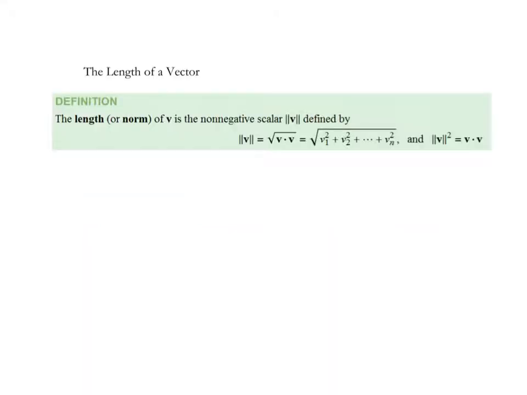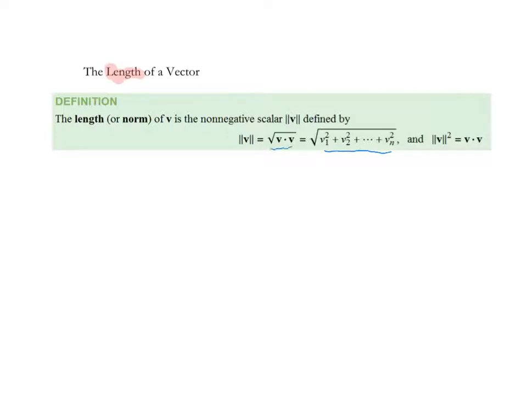Okay, now we get to the topic of the length of a vector. You've probably seen this before. Length, also known as norm, also known as magnitude of a vector, is the square root of the sum of the squares of the components. That's the fancy formal way to say that.